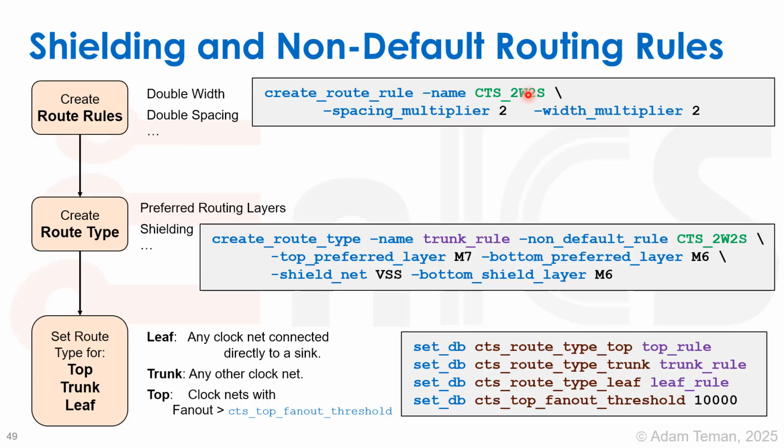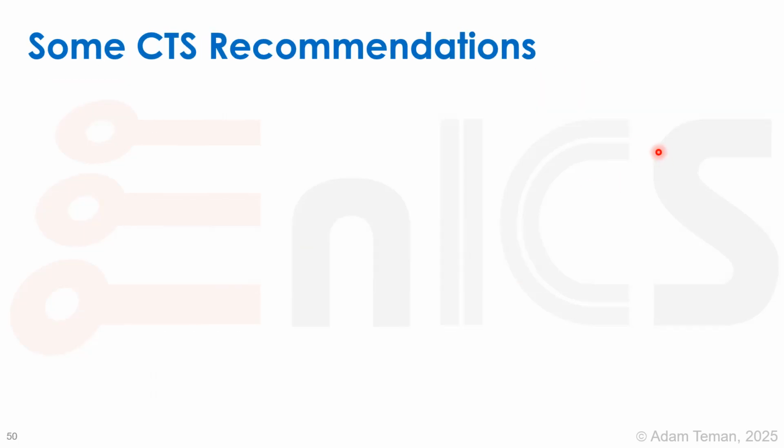So these are the types of things that we're going to do in Innovus to define shielding and NDRs, non-default routing rules, or well, you could call them route rules and route types combined together. They're somehow an NDR, something like that.